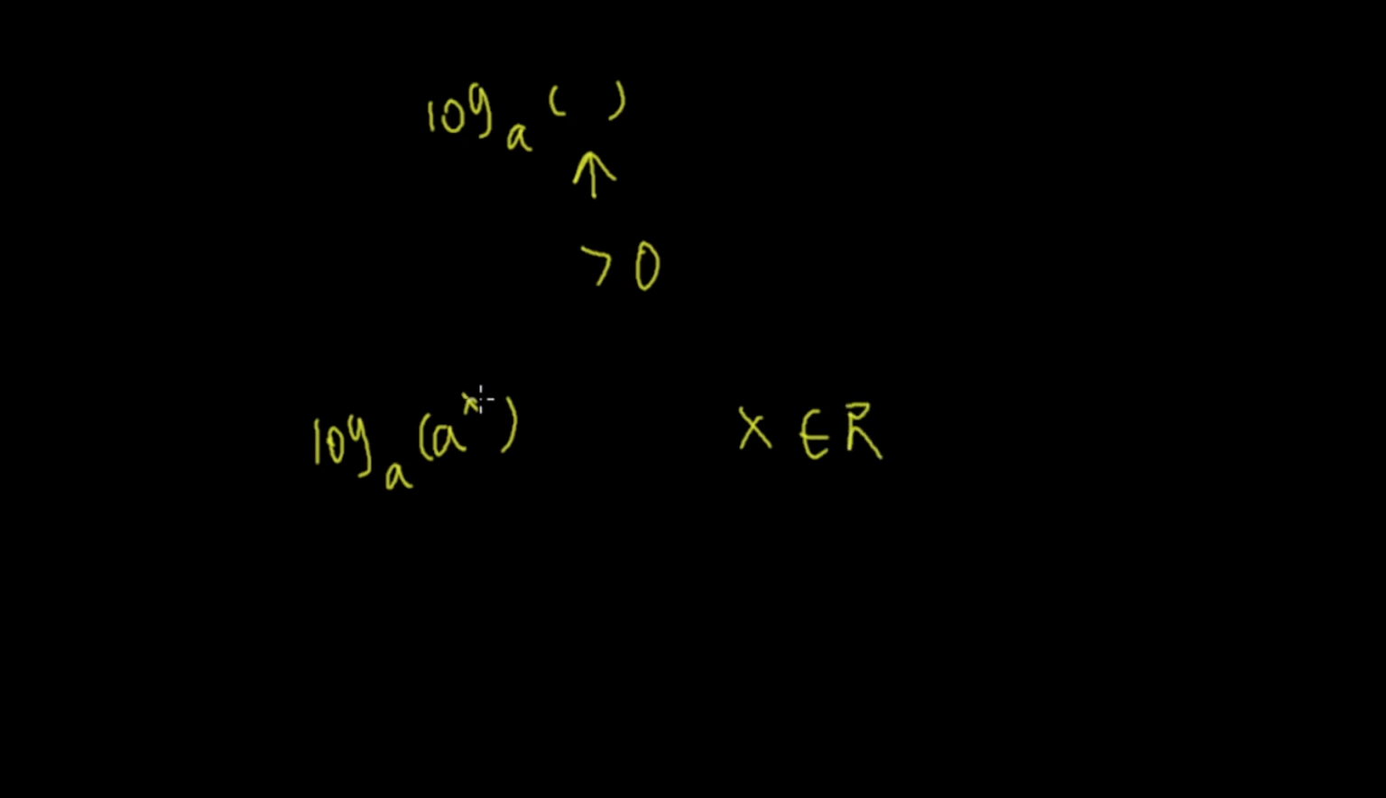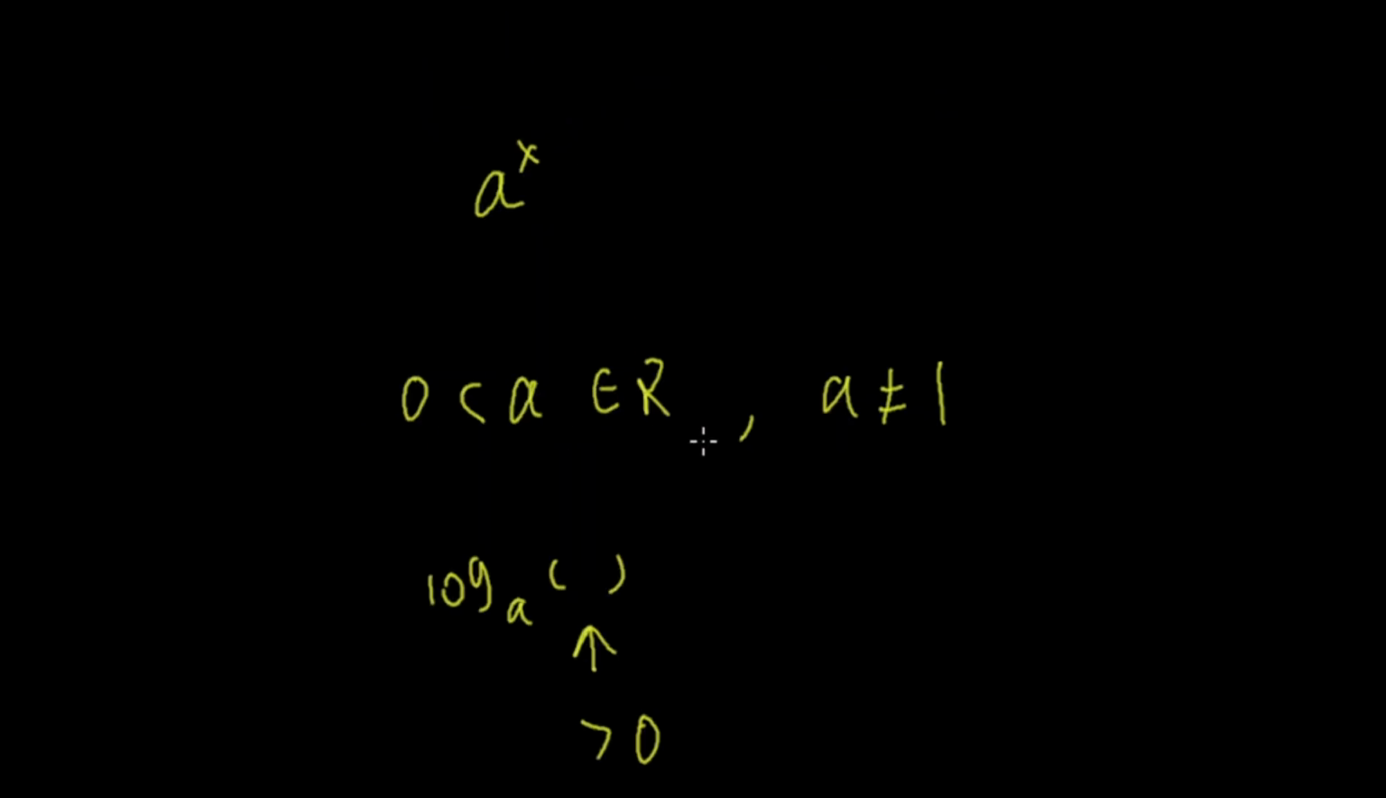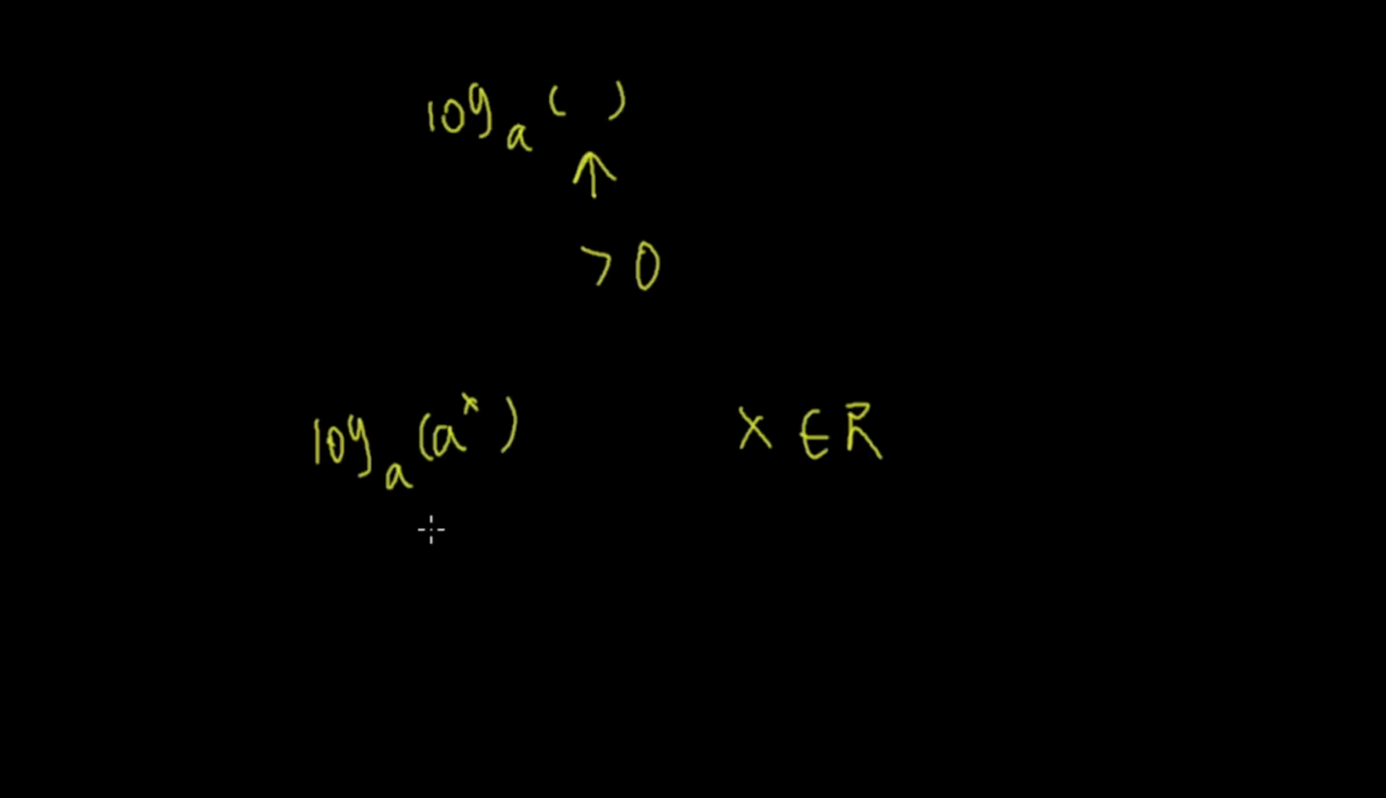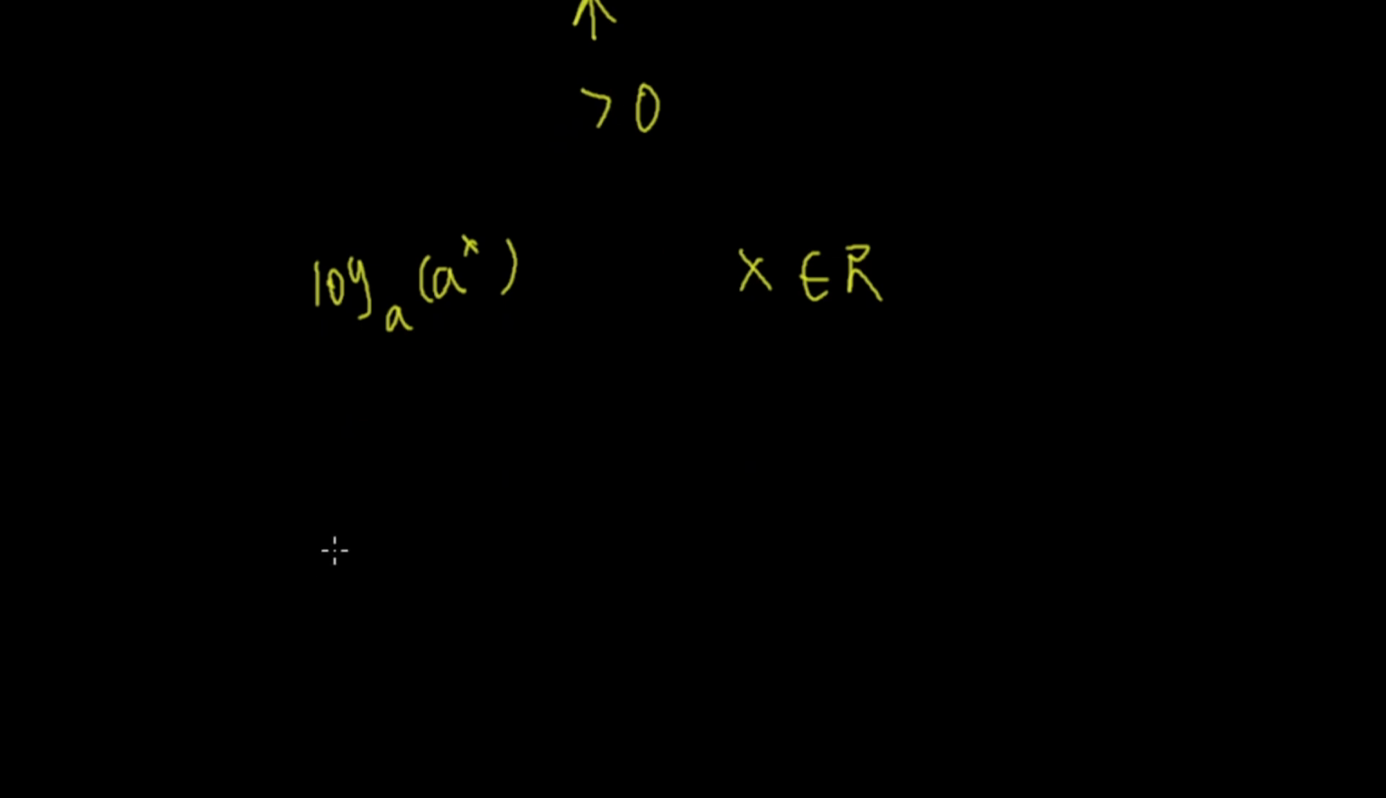Now x can be negative here because as long as a is positive, which is what I said here, and it's all real number and it's not equal to 1, then even if x is negative, 1 over something positive is still a positive number here. Because this just needs to be greater than 0. So that's fine.